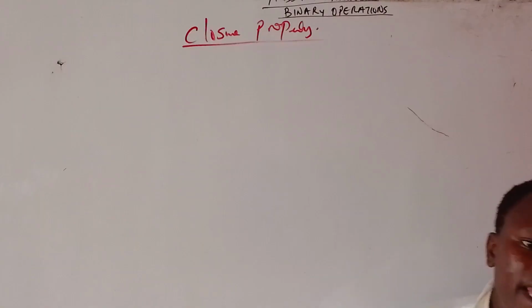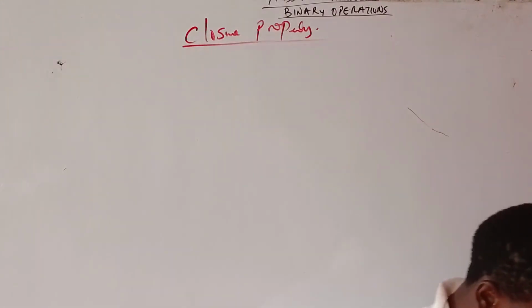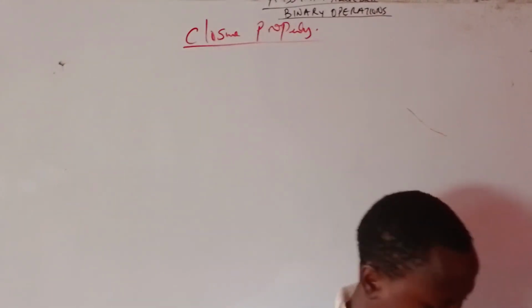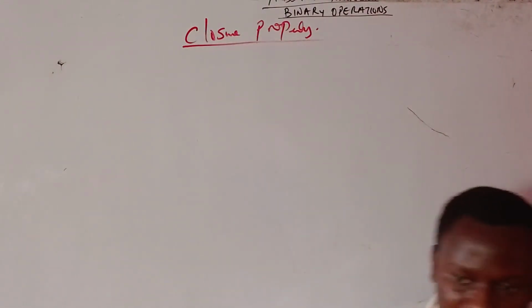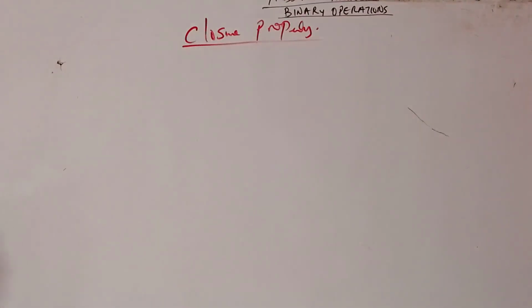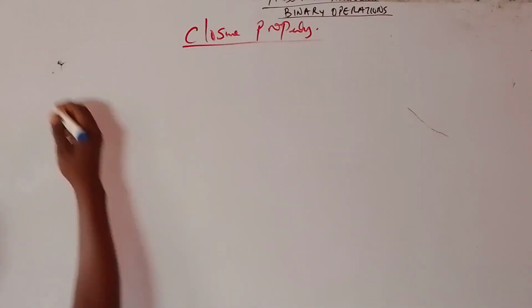Closure property. What is the closure property? A non-empty set S is said to be closed under a binary operation asterisk if for all a, b that are members of S, a asterisk b must also be a member of S.